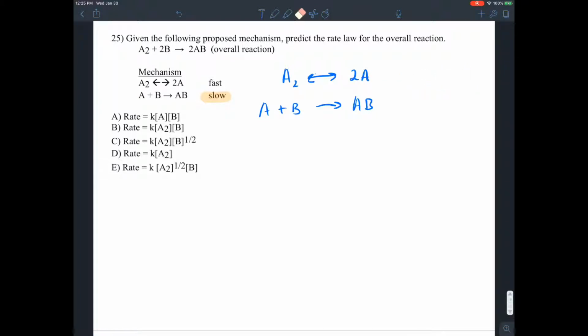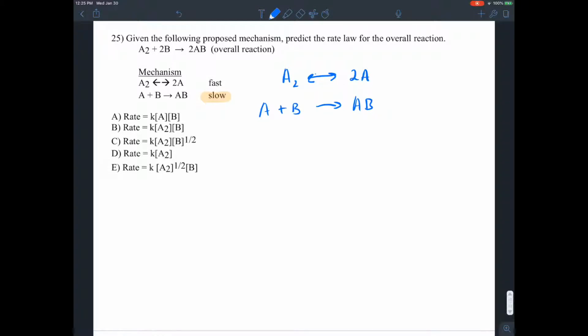Well, intermediates do not appear at the end of the reaction. So that means that when we do our overall equation, we should not see any A's in it. And that agrees with what we see here at the top. There's A sub 2's and there's B's, but there are no A's found in the equation, which is why they're going to be considered intermediates.